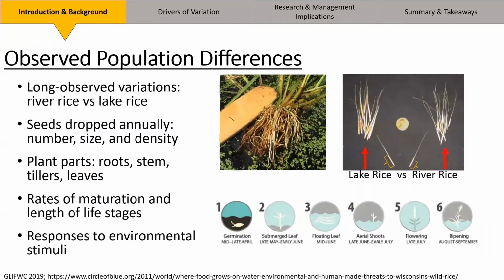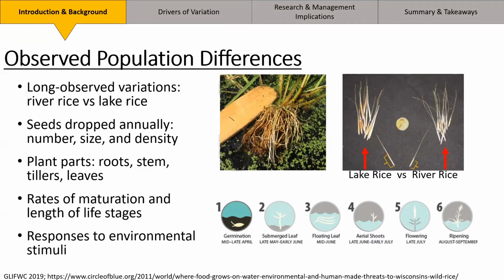A core trait of natural wild rice populations is the vast genetic diversity of wild rice populations and habitats, observed by indigenous people for centuries. They've long regarded rice that grows on lakes to produce few but large seeds, and rice that grows on the edges of rivers and streams with faster moving water to produce a larger number of smaller seeds.